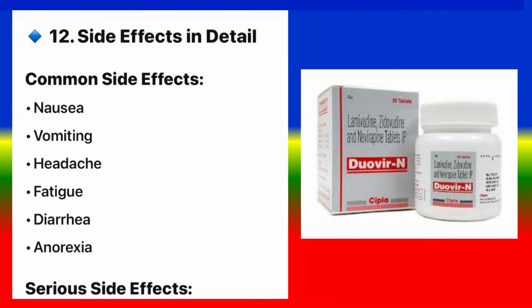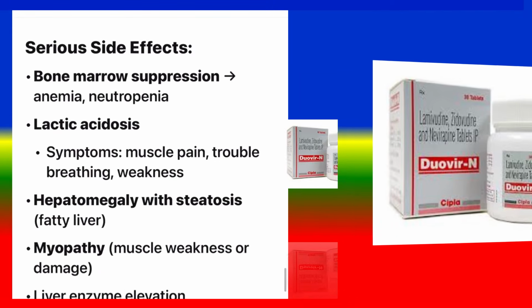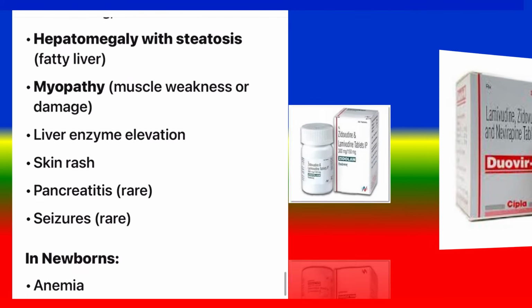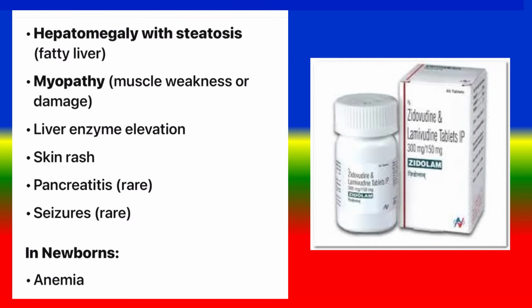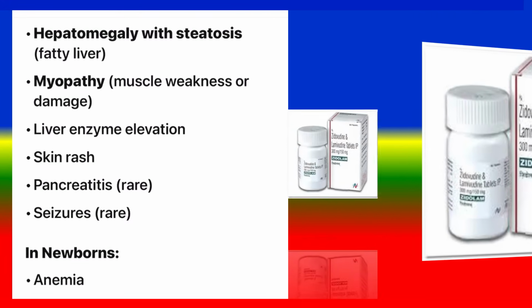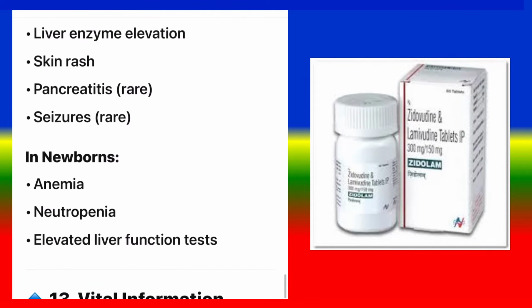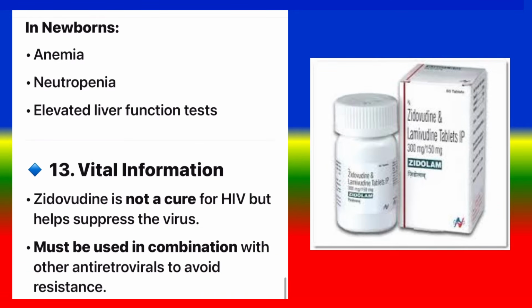12. Side effects in detail. Common side effects: nausea, vomiting, headache, fatigue, diarrhea, anorexia. Serious side effects: bone marrow suppression, anemia, neutropenia, lactic acidosis. Symptoms: muscle pain, trouble breathing, weakness. Hepatomegaly with steatosis, fatty liver. Myopathy, muscle weakness or damage. Liver enzyme elevation, skin rash, pancreatitis, rare seizures. In newborns: anemia, neutropenia, elevated liver function tests.